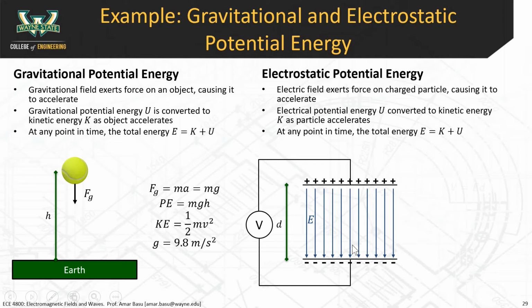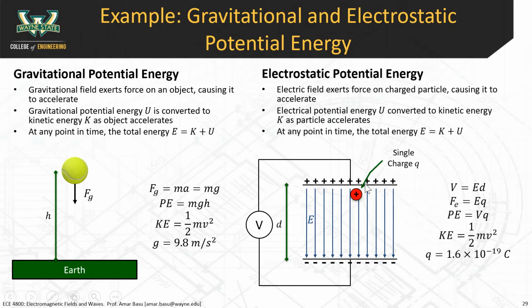Now imagine that you have a single charged particle near the positively charged plate. And just like the gravitational system, you're going to release that charged particle, and that charged particle is going to be accelerated by the electric field. And so the electric force is in this direction because positive charges repel other positive charges. And we look at the system in a very similar way. The electric field exerts a force on a charged particle, causing it to accelerate.